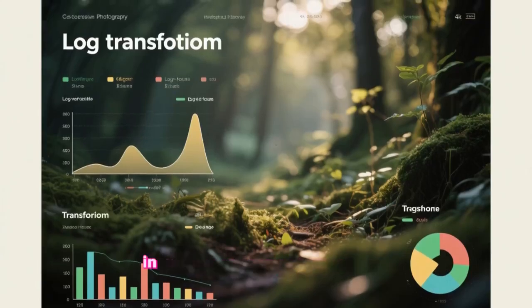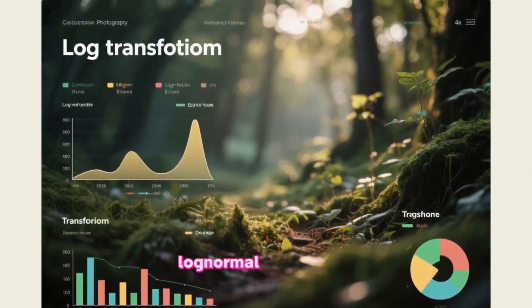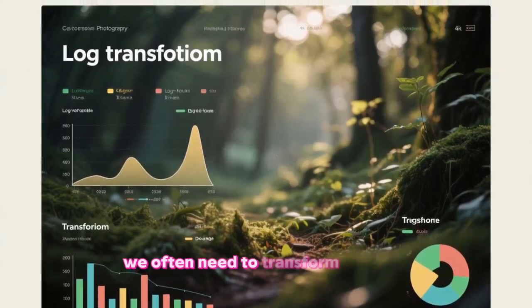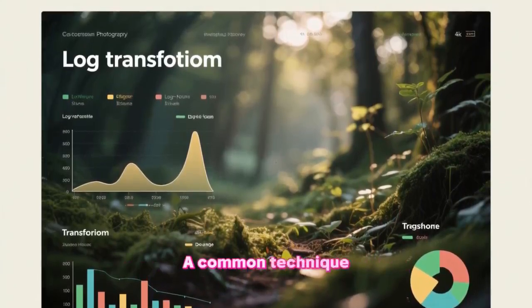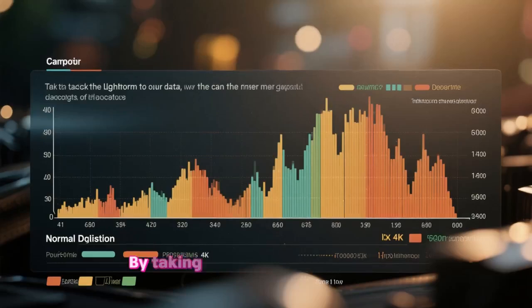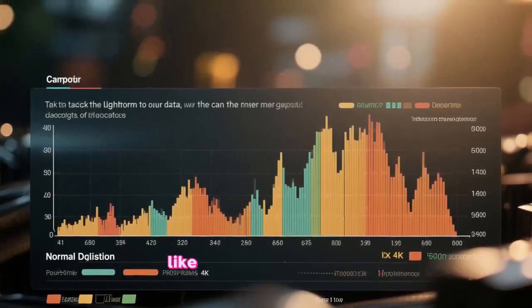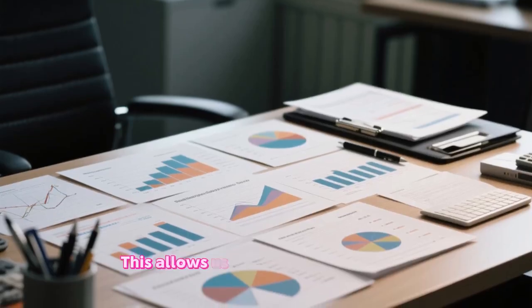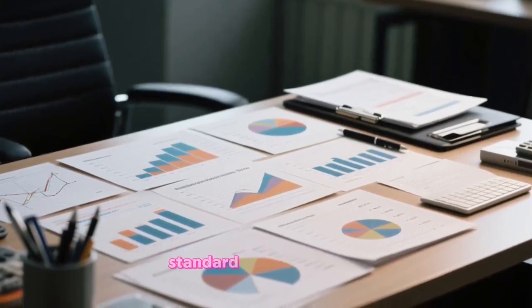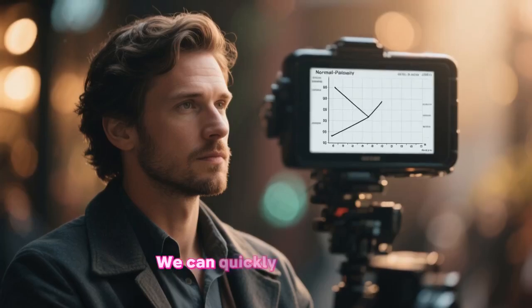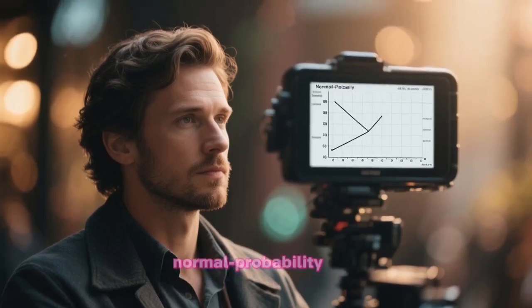Because many elements in nature follow what's called a log-normal distribution, we often need to transform our data. A common technique is the log transformation. By taking the logarithm of our data, we can often make a skewed dataset look more like a normal distribution. This allows us to use a wider range of standard statistical tests. We can quickly check if this worked using a normal probability plot.